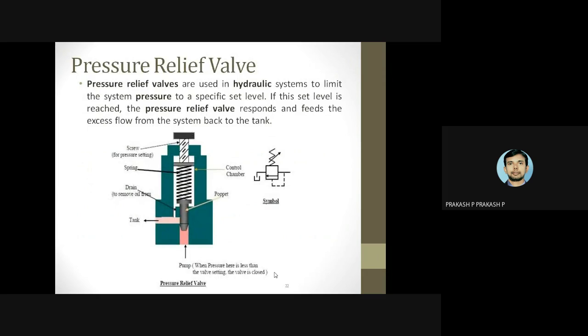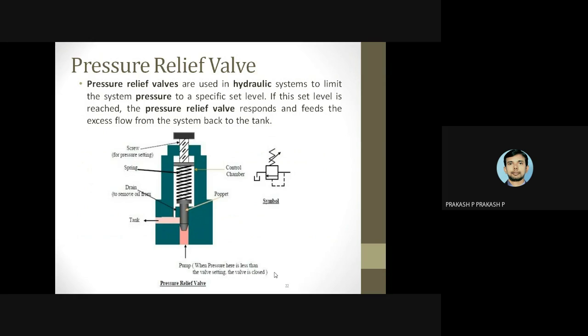The next one, the pressure relief valve. The pressure relief valve is used in a hydraulic system to limit the system pressure to a specific set value. If the set value is reached, the valve responds and feeds the excess flow from the system back to the tank. Whenever the system has excess pressure, it can be removed with the help of the pressure relief valve, which sends it back to the tank.